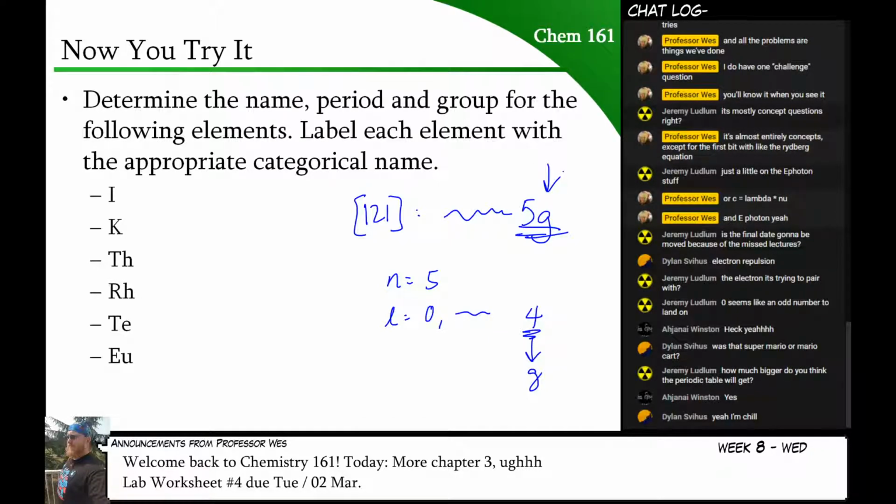So we would actually have to start an entirely new thing on the periodic table if we got to element 121. It would go below the lanthanides and actinides, which would be really cool. I don't think it's going to happen, though.